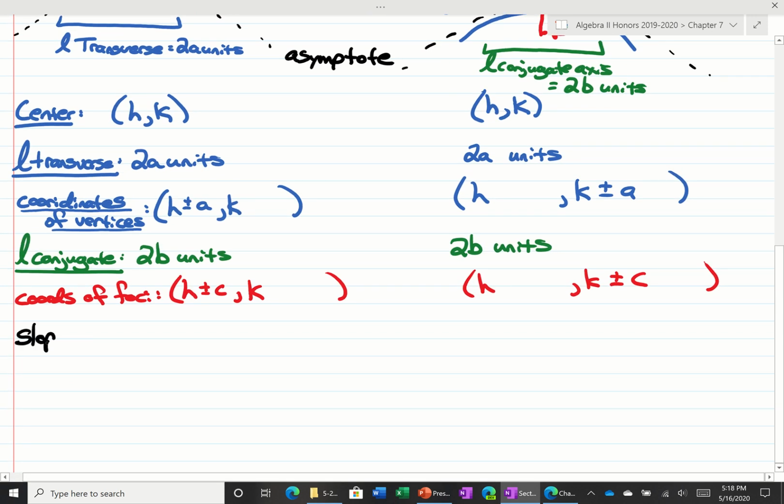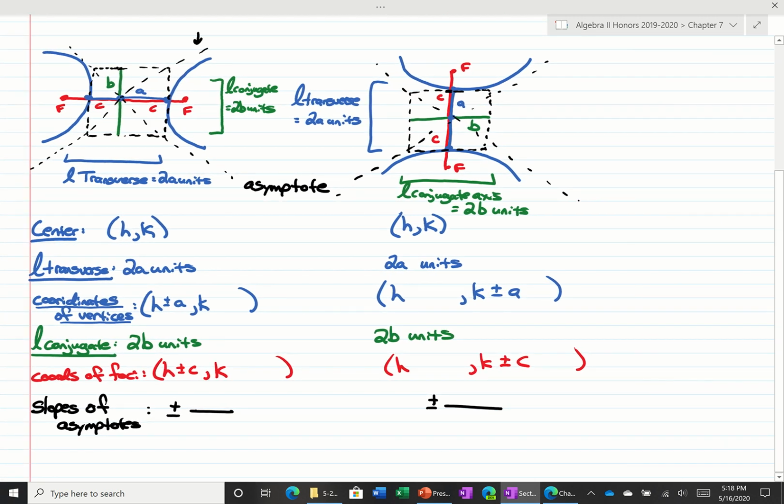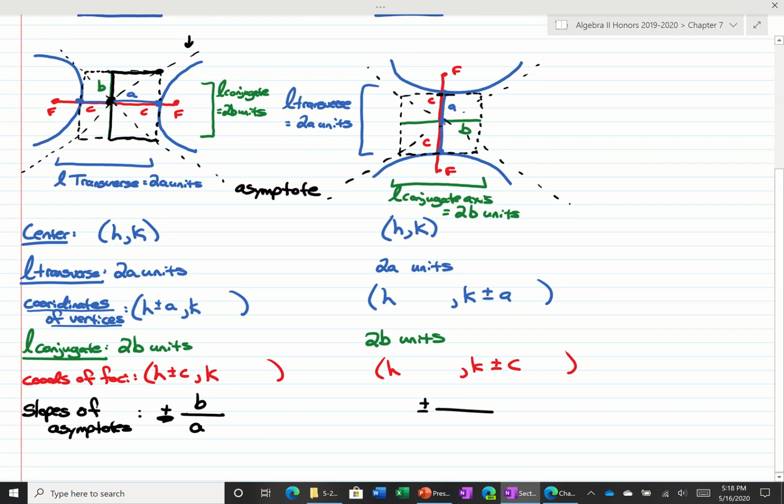So let's talk about the slopes of the asymptotes. Let's take a look at the horizontal case. To get this asymptote, start at the center, and we go up b and over a units. Up b over a. Remember, slope is always rise over run. We go down b over a units, so that would be the negative slope. For a vertical hyperbola, start right here. Let's look at the slope for this line. We're going up a and to the right b. And then we could go down a and to the right b. And that would give us the slope of the asymptotes.